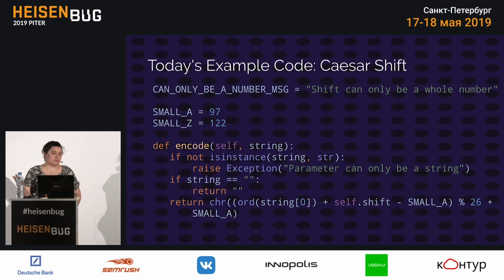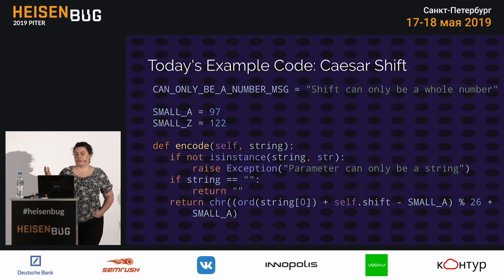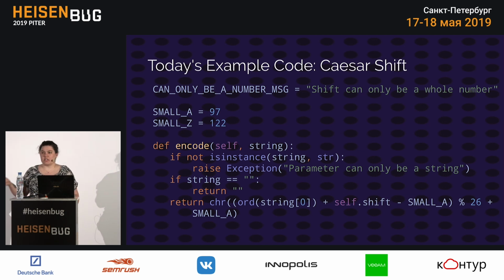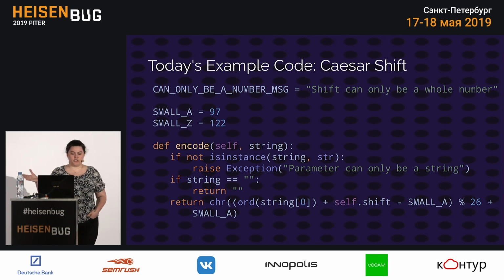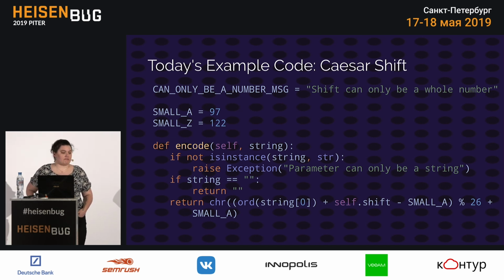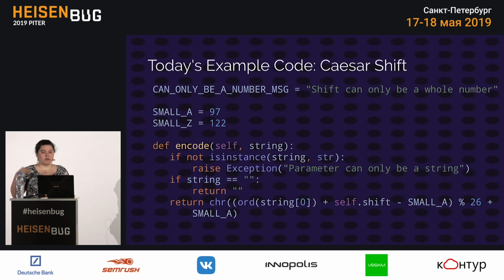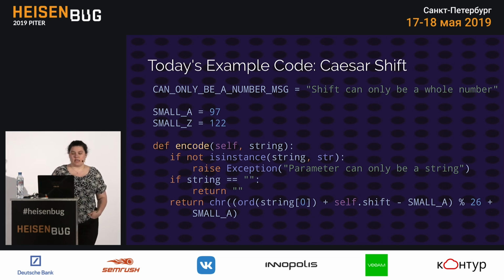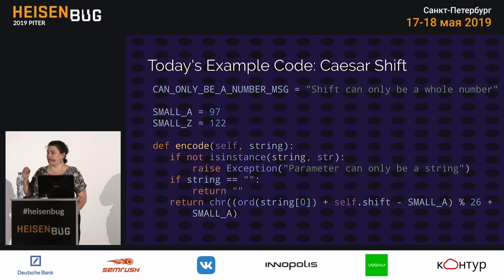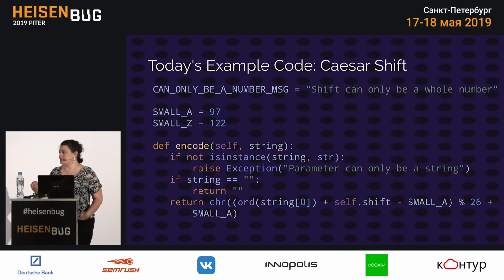So today's example code, we're going to be working with the Caesar shift. It's a pretty simple shift function, pretty simple cipher, and we're going to walk through this and each of the elements of this and how we can replace some of the example-based tests with some property-based tests.